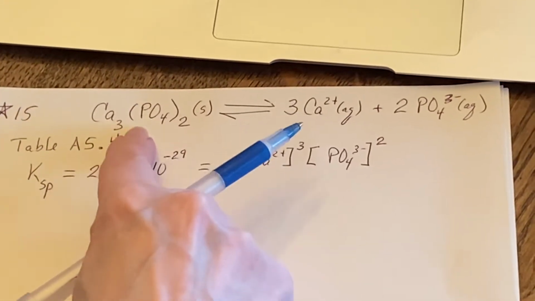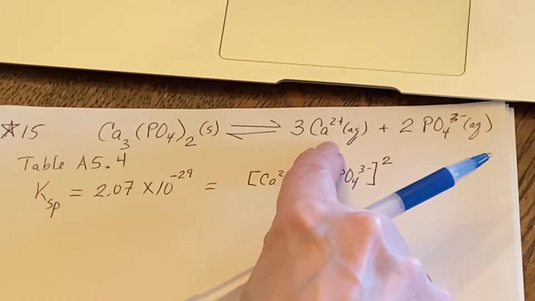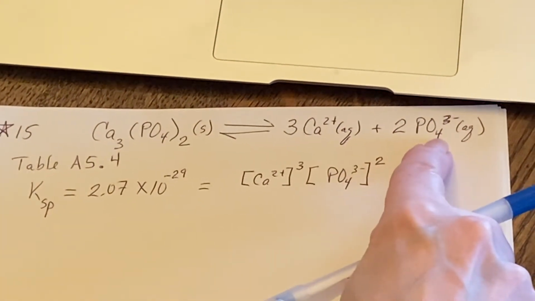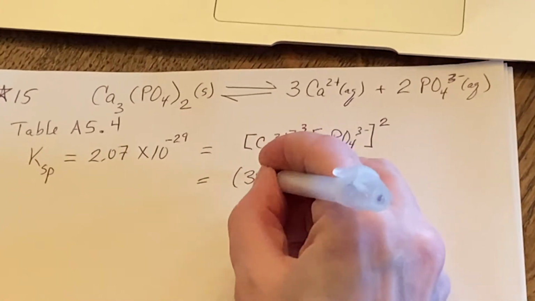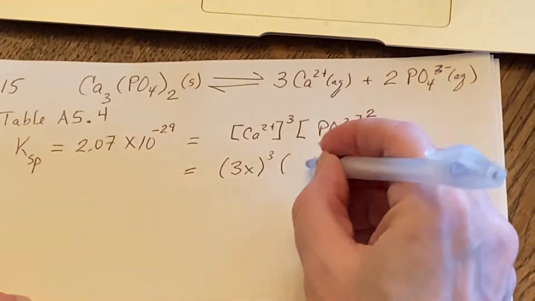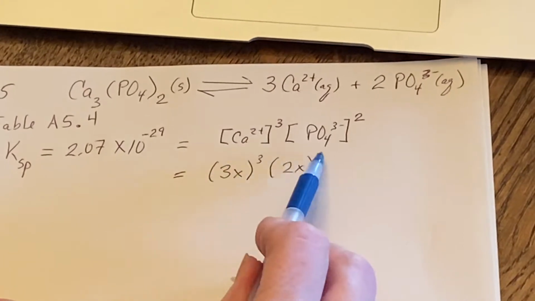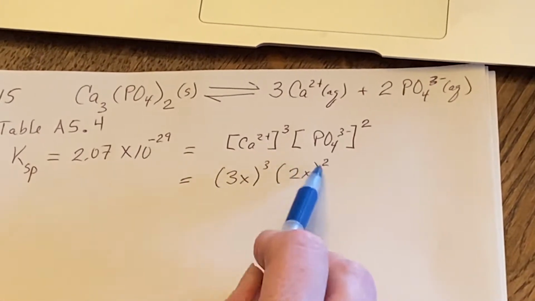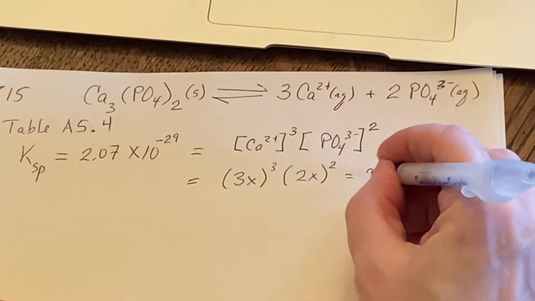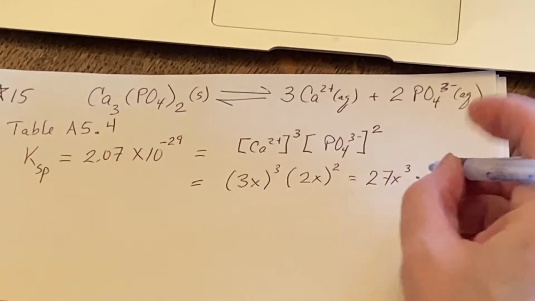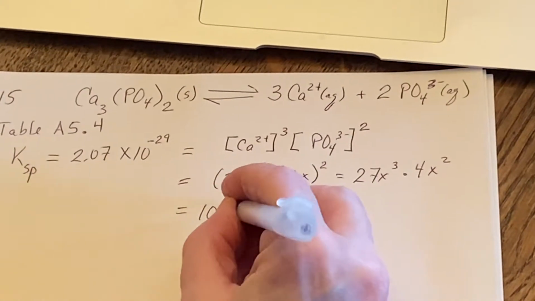Minus X, if one of these falls apart, 3 of these are going to come into existence. That would be 3X. This would be 2X. Oh, so I should be writing this as 3X cubed and 2X squared. And then you have to remember to distribute these numbers through everything that's inside of the parentheses. So this would be 27x cubed and another 4x squared. All in all, that is 108x to the 5th.